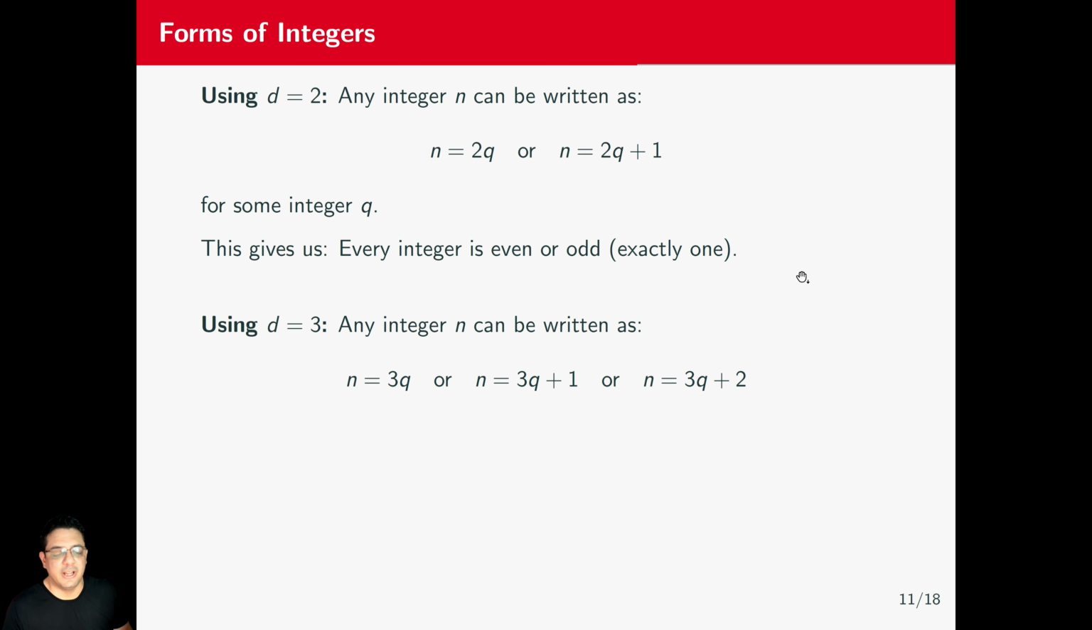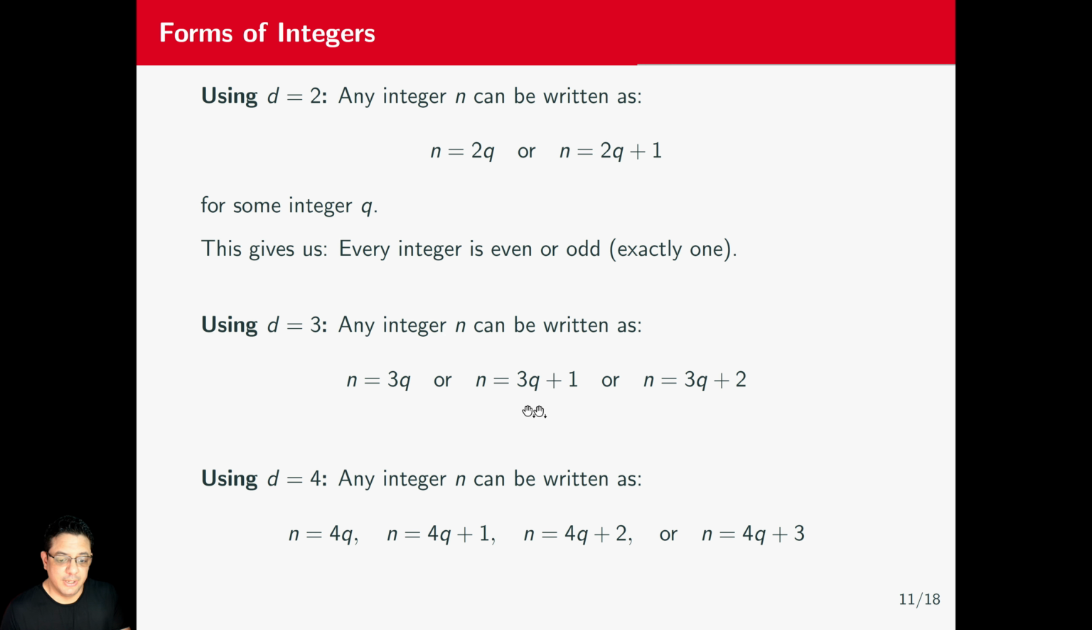But we can generalize this idea to other numbers, so we can go with 3. Now any integer n is going to be written as 3q, 3q plus 1, or 3q plus 2. And it's essentially the same idea. This plus 0, plus 1, plus 2, because those are the remainders that we can use. With 4, then we start increasing. At this point, you probably realize what the game is. n can be written as 4q, 4q plus 1, 4q plus 2, or 4q plus 3.